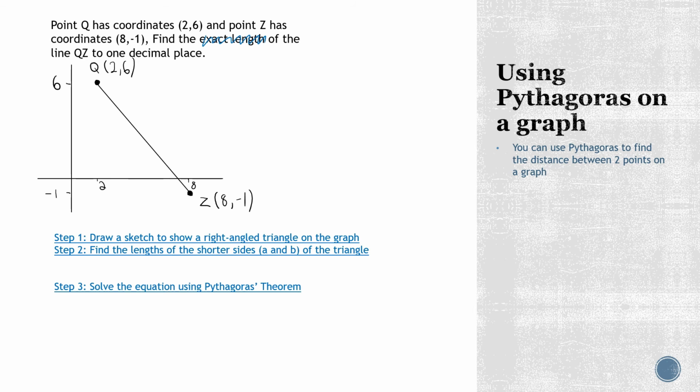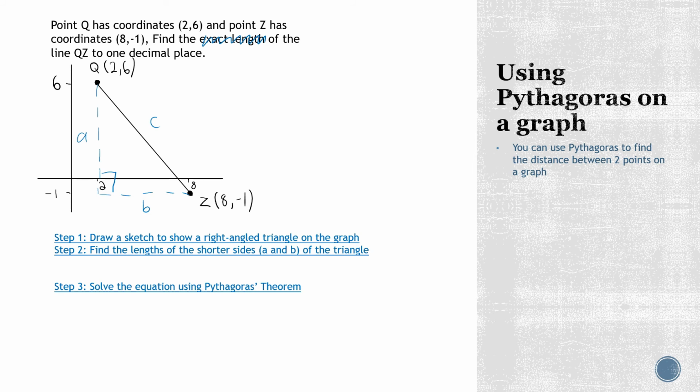So the first thing we do in a question like this is we turn this line into a right angled triangle by constructing these sort of imaginary lines here, and then like magic, we have ourselves a right angled triangle with QZ being the hypotenuse, or C. So we want to find C. Let's just call this side A, this side B. To work it out, we need to find the lengths of the shorter sides, A and B, and to work that out, you need to find the difference between the Y points for A and between the X points to find B.